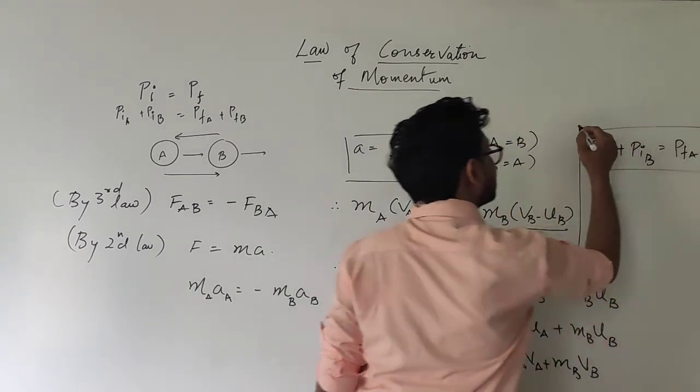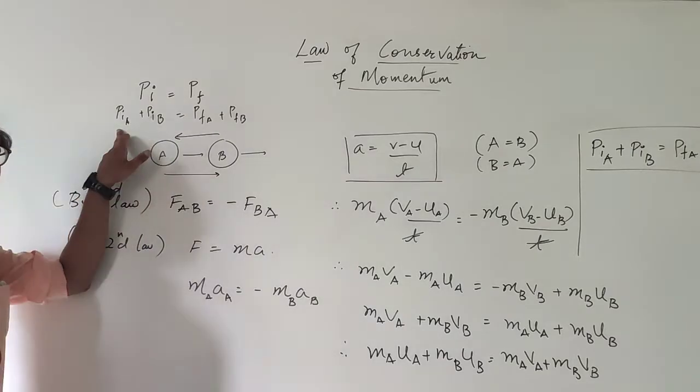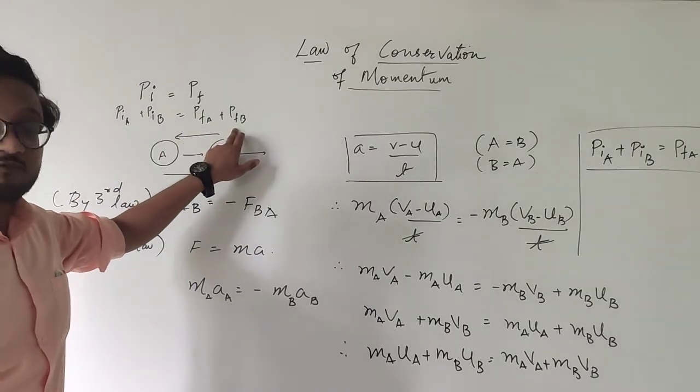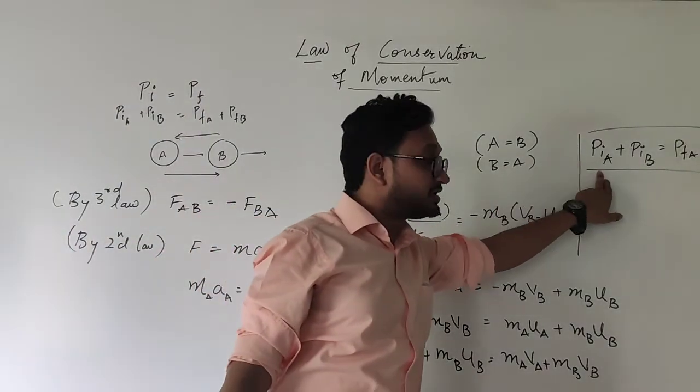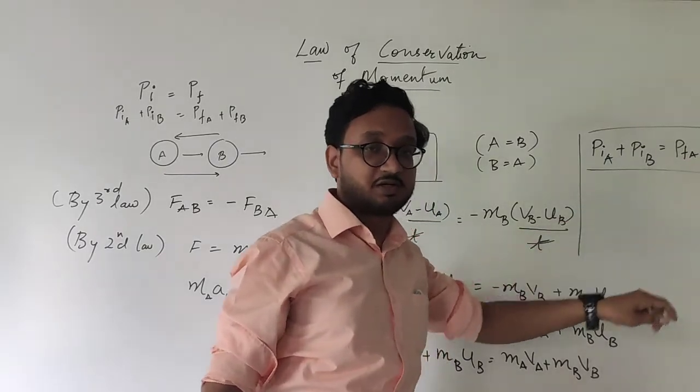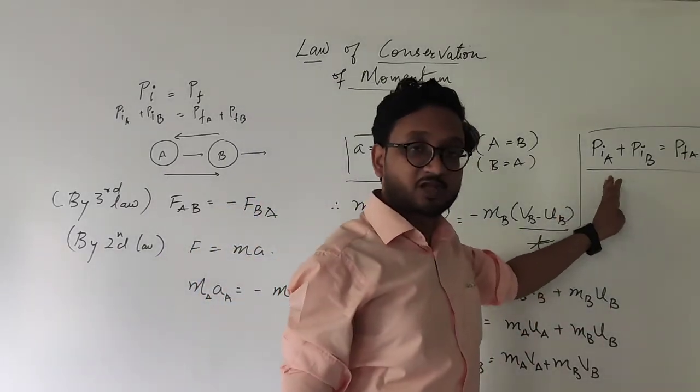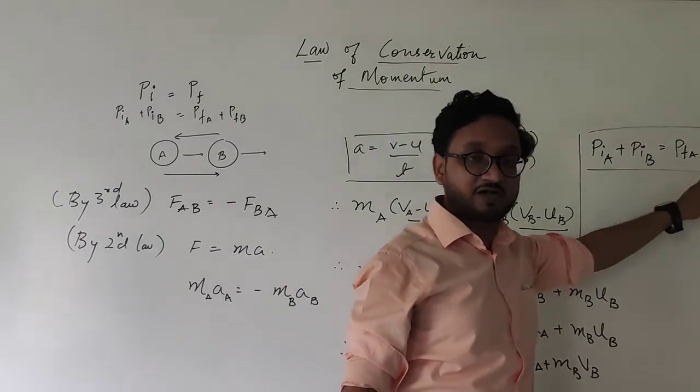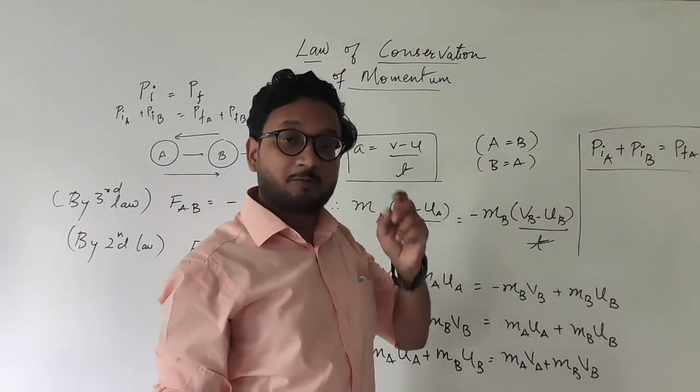This is the statement which we had started with in the beginning, that is the law of conservation of momentum, that the total momentum before and after the collision remains the same. So the initial momentum, if we do the sum, remains the same as the final momentum, if we do the sum. I hope it is clear to you, students.